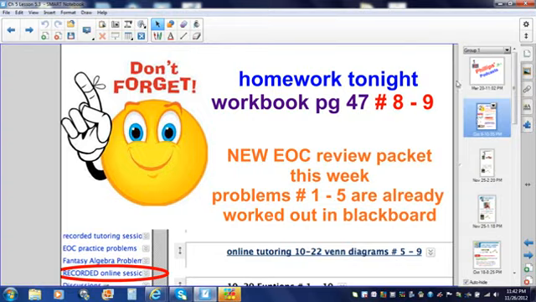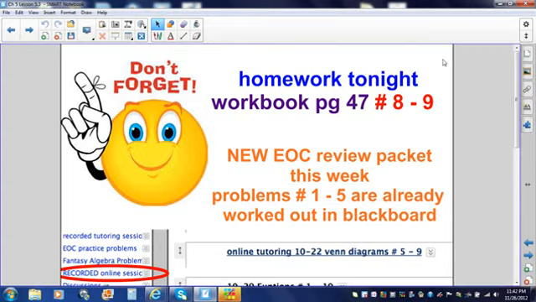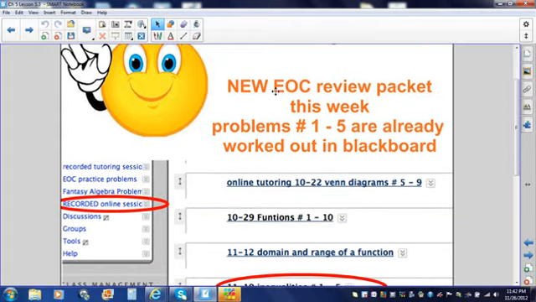Today's podcast is going to be on lesson 5.3, but a couple MSAs, math service announcements, before we start. Tonight's homework is going to be workbook page 47, problems 8 and 9. You have a new EOC review packet this week. Problems 1 through 5 are already worked out for you in Blackboard.